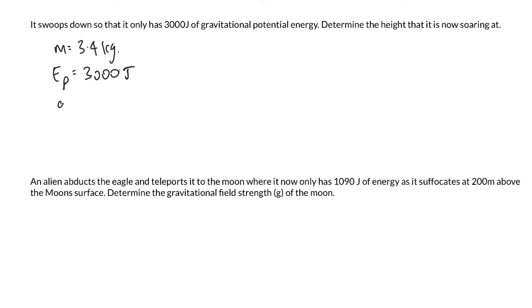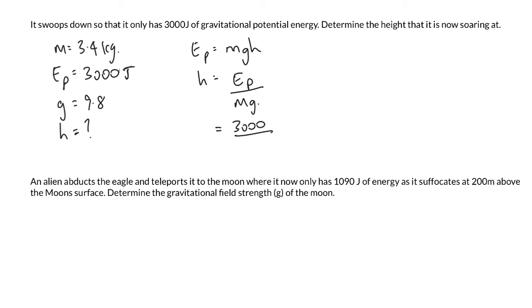And we know that gravity is 9.8, but we're not sure about how high it is off the ground. Okay, so how high is it off the ground? Let's work that out. EP is equal to mgh, which means that h is equal to EP over mg. Okay, so 3,000 over m times g.